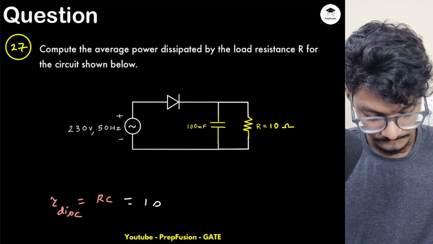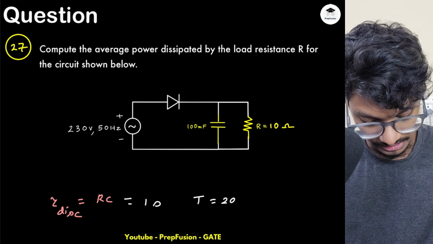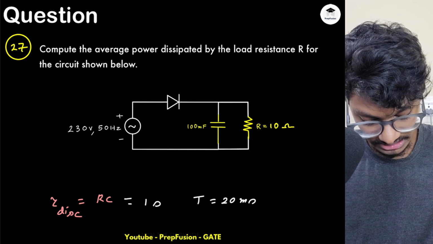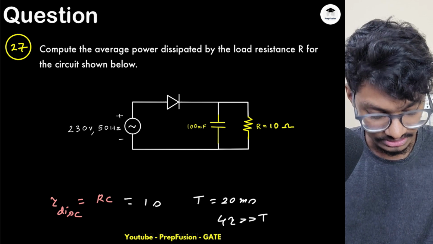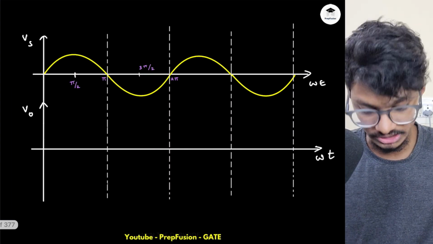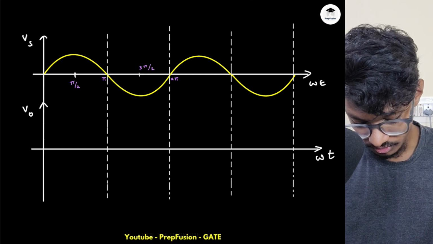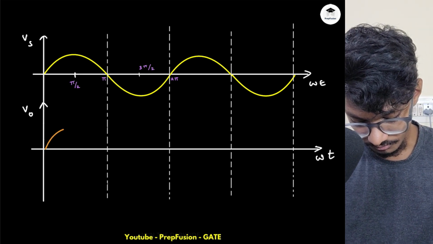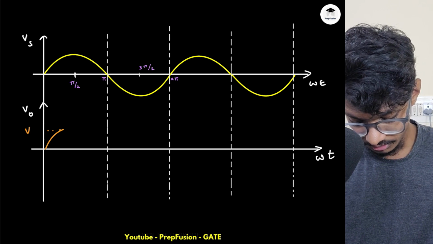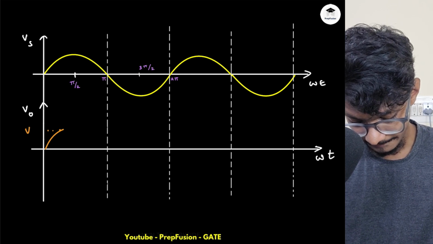And what is my time period? Time period is only 20 milliseconds. So I can safely say my 4 tau is very, very large compared to T. So how will my output voltage look? For the first transit, from omega t equals 0 to pi by 2, this will be Vm.